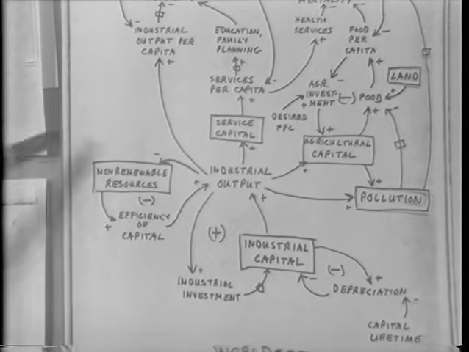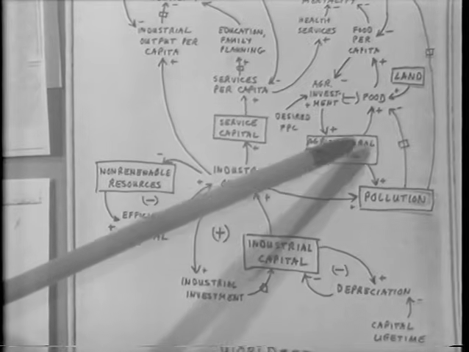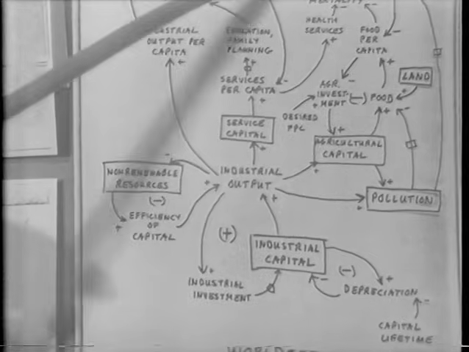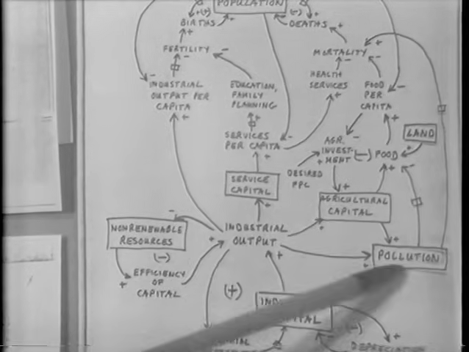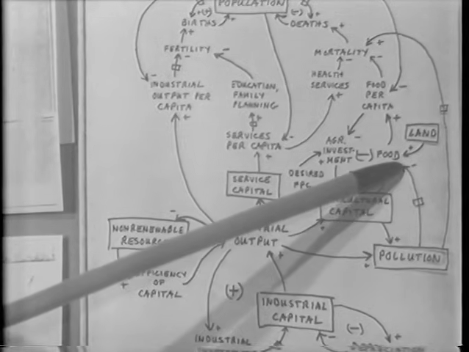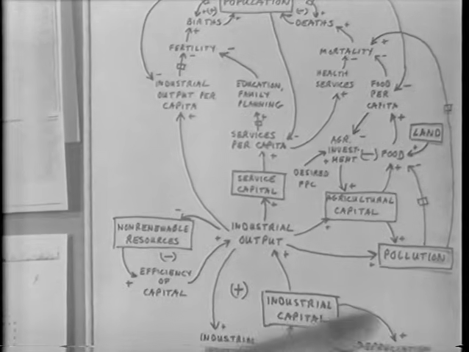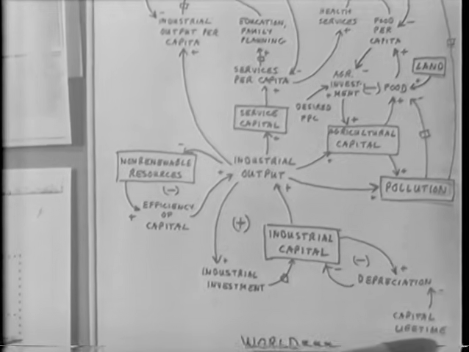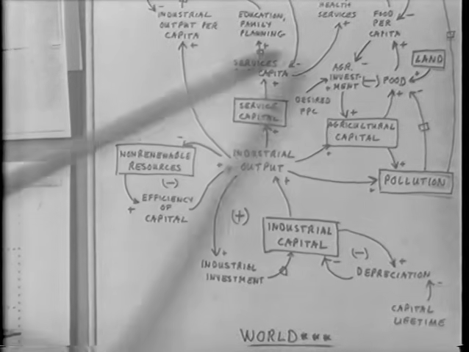There are also a lot of renewable resources in the model, primarily in the agricultural sector. The capital and the land produce food. Food divided by population gives food per capita. That influences mortality and so on. Pollution also influences food production if it gets too bad. Industrial capital is depreciated. Some of it every year becomes worn out or obsolete and has to be replaced. Depending on the lifetime of the capital, that replacement rate can be fast or slow. That shows you most of the loops.